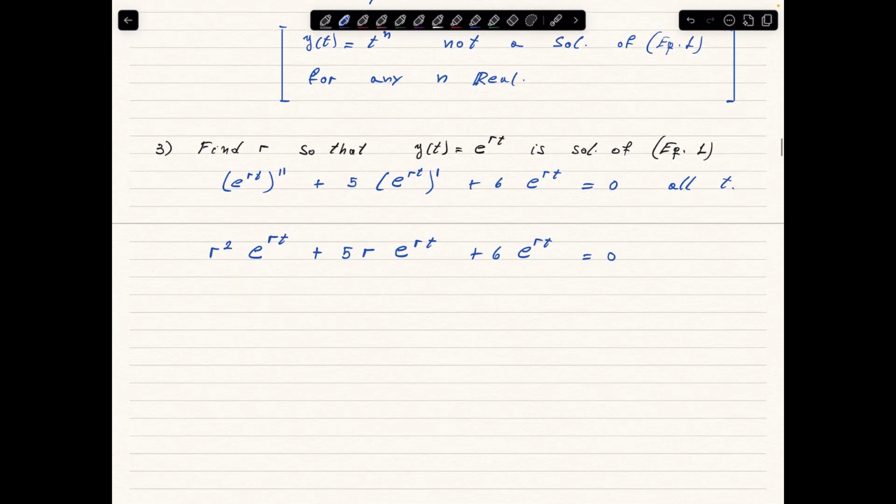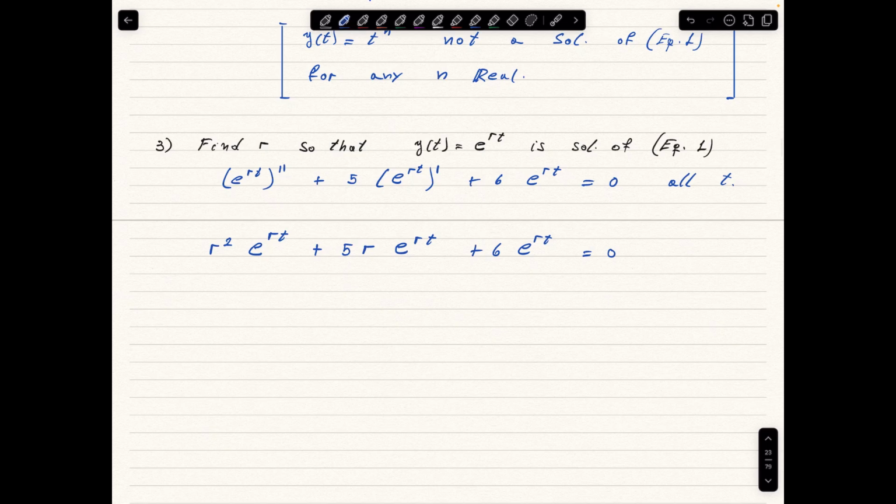Okay. And then we realize we can pull common factor this exponential. We pull it common factor, and we are going to have down here the exponential rt, and it's going to be common factor of r squared plus 5r plus 6, all that equals 0. And this equation looks really good because of the following property.